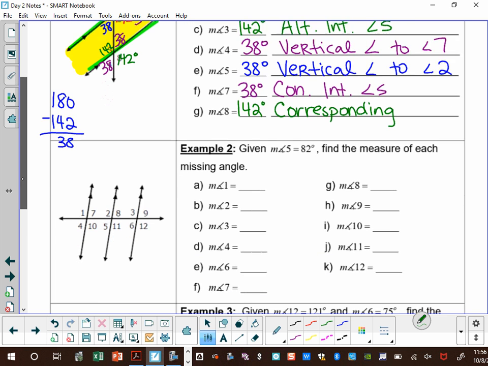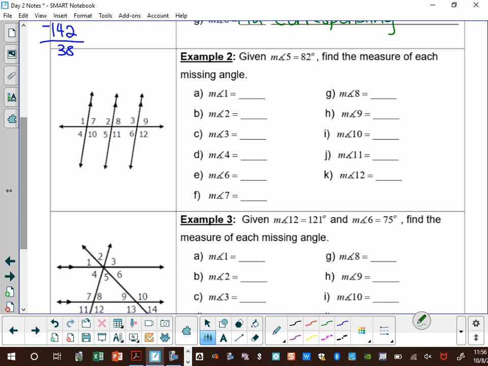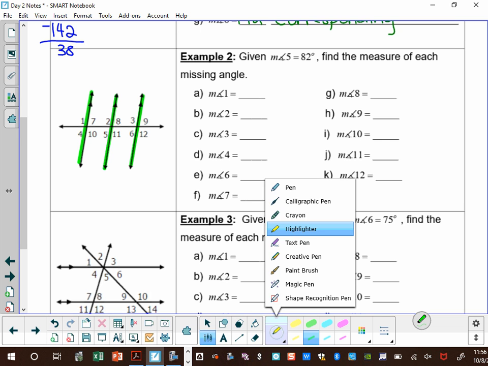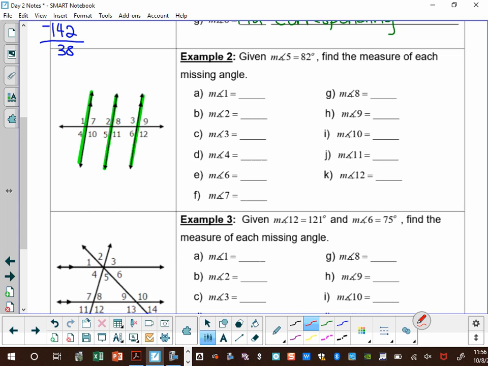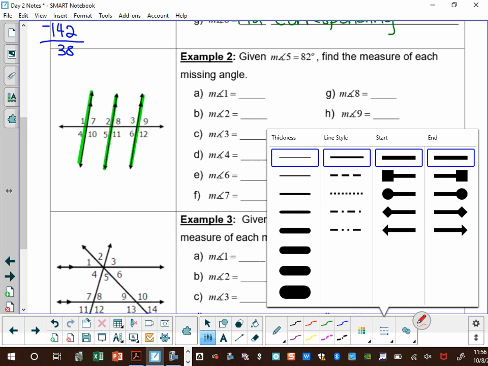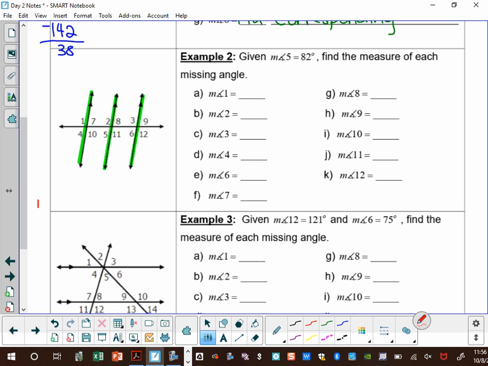Okay. Let's take a look at the second example. There are how many parallel lines here? 3. So 1, 2, and 3. All right, so the measure of angle 5 is 82. All right, that's good to know.